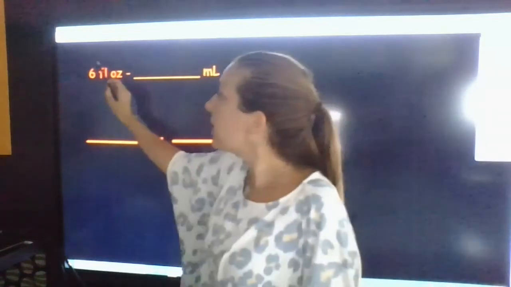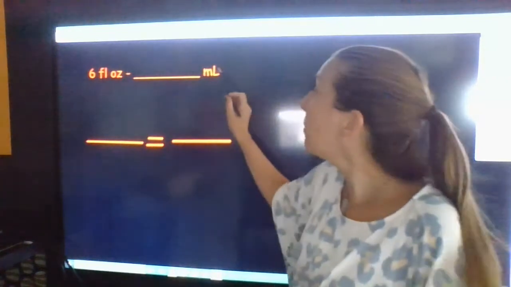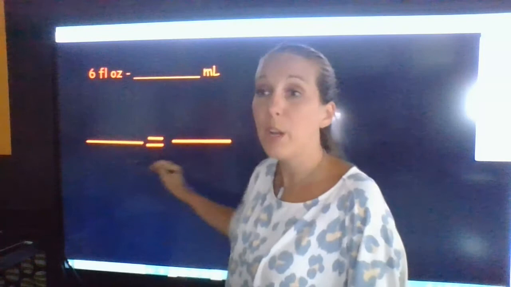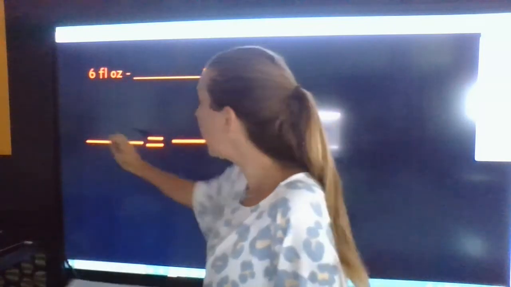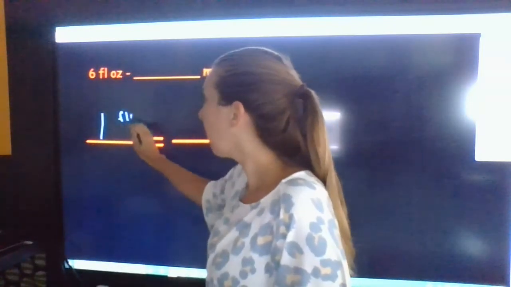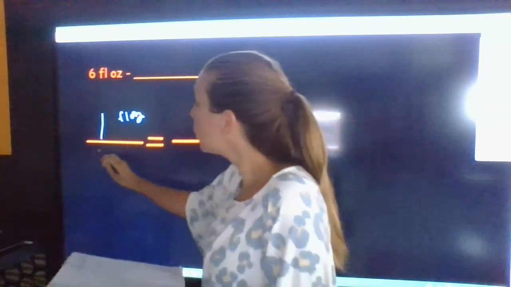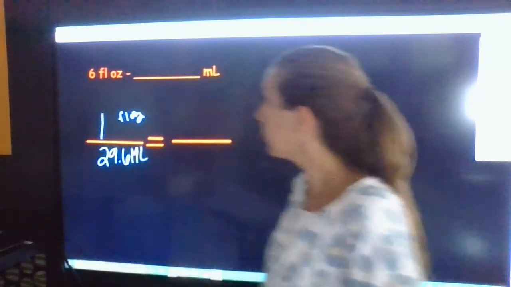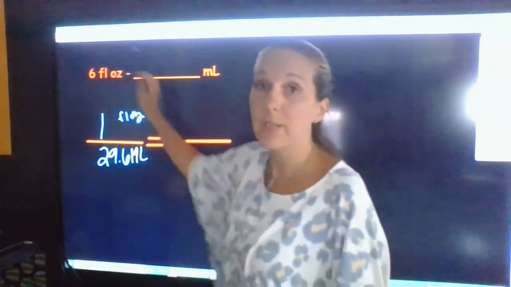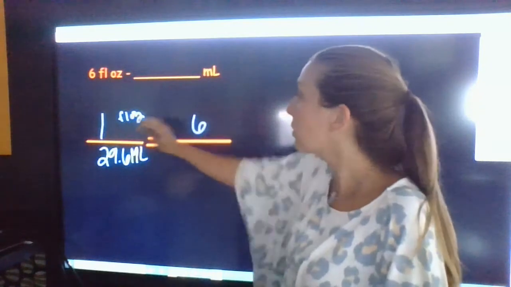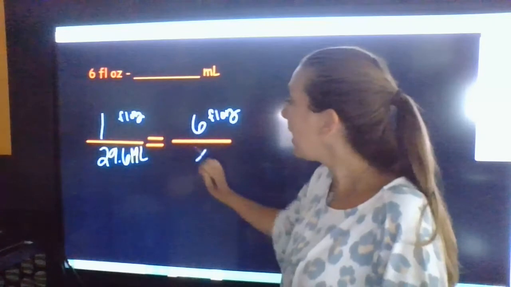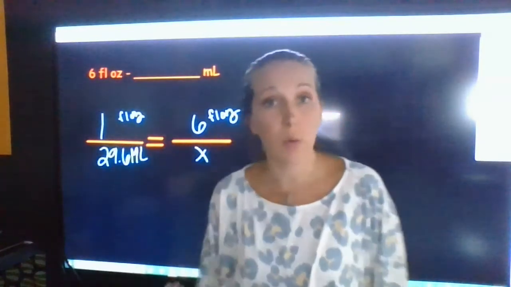Last one we have is the fluid ounces, 6 fluid ounces, which is our English measurement, and then we have our milliliters, which is our metric measurement. So we're going to start with what we know, and we're going to find what we know from our reference sheet. We know that 1 fluid ounce is about 29.6 milliliters. Okay, so then we're going to take our 6 fluid ounces, and we're going to put it on top because that's where fluid ounces is located. And then we're going to put an X on bottom because, again, that's a variable. We do not know what it is.